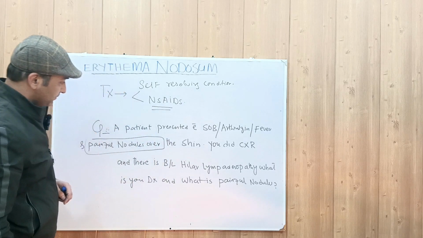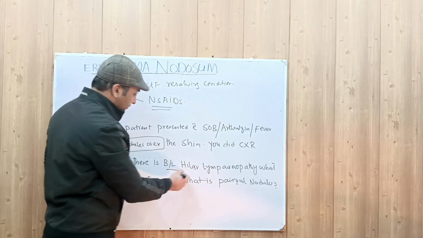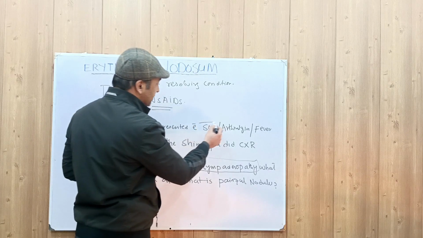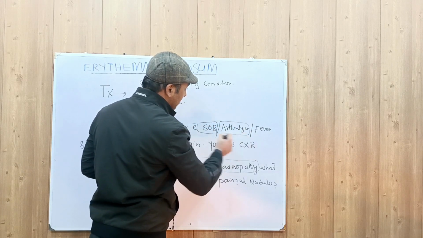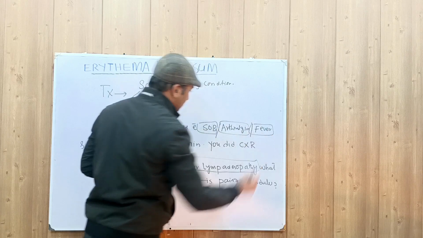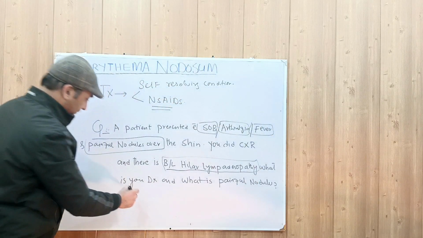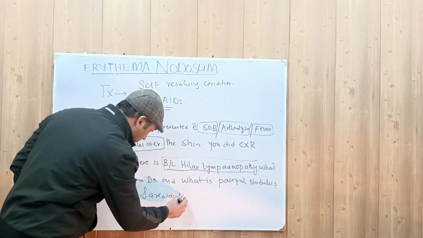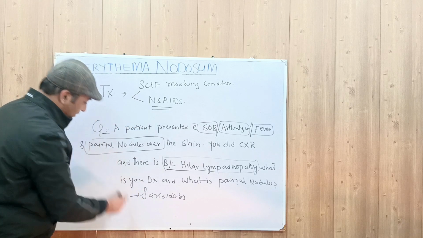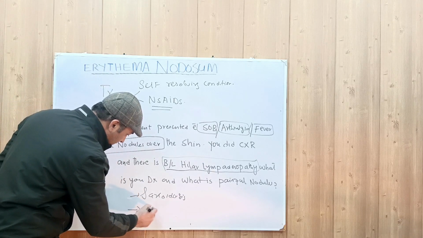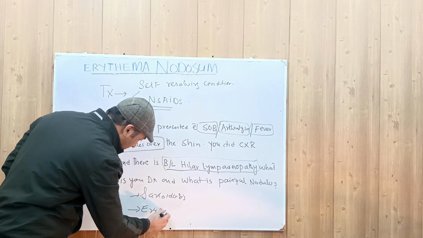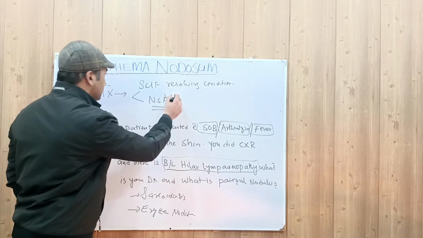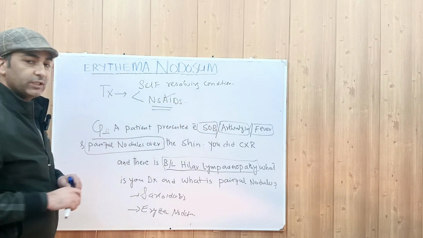A painful nodule over the shin is erythema nodosum. And bilateral hilar lymphadenopathy along with shortness of breath, arthralgia and fever makes the diagnosis of sarcoidosis. Your diagnosis is sarcoidosis and the name of this lesion is erythema nodosum, and the treatment is NSAIDs. So this was a video about erythema nodosum.